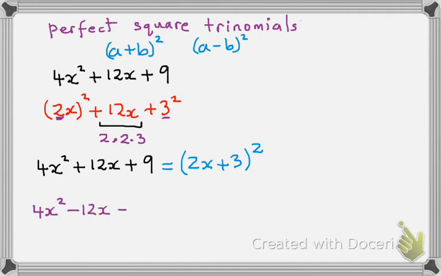Let's see another one. What if the sign in the middle is negative? Instead of positive 12x, you have negative 12x. All that will be happening there is that the sign in the middle, instead of having 2x plus 3, you'll be having 2x minus 3 all squared, and it will factor out in the exact same way.